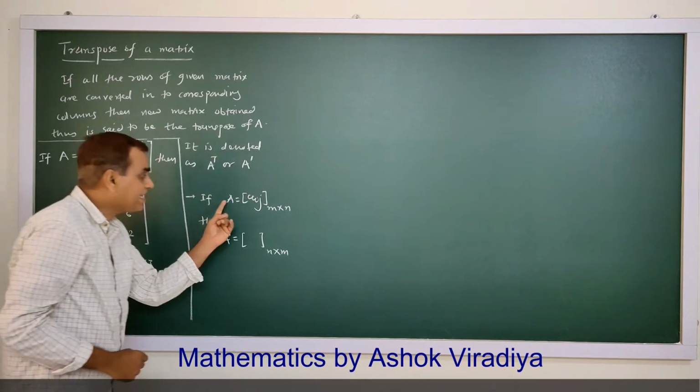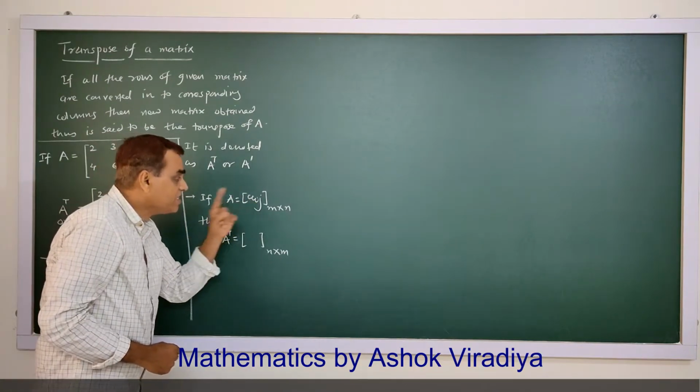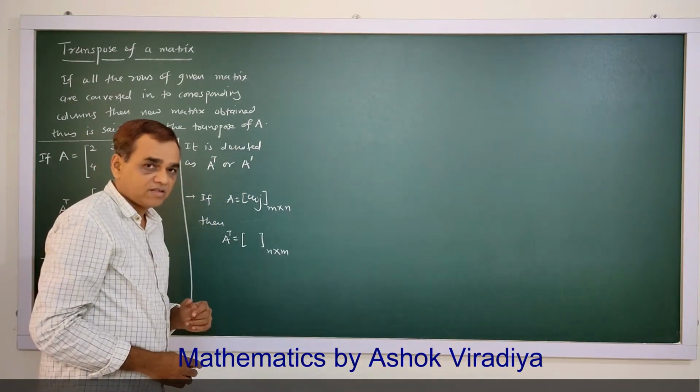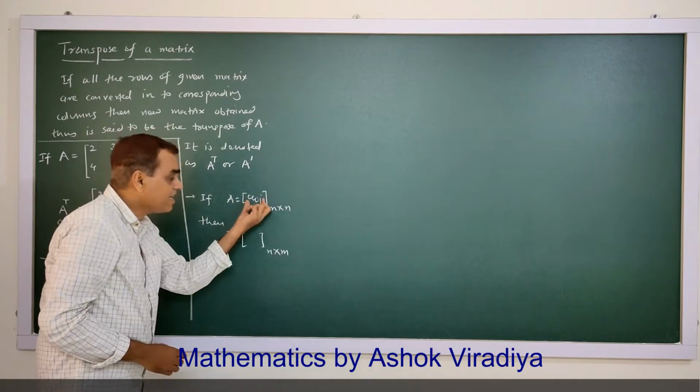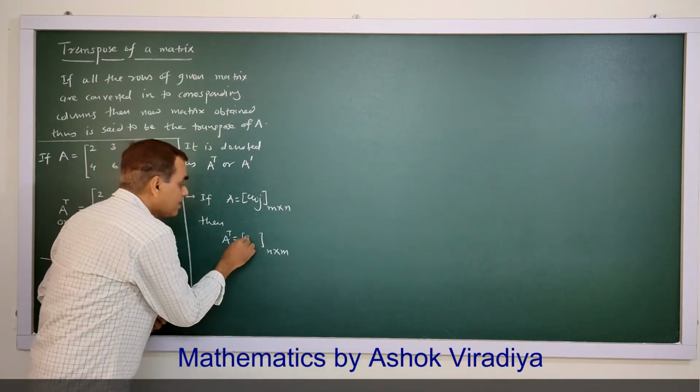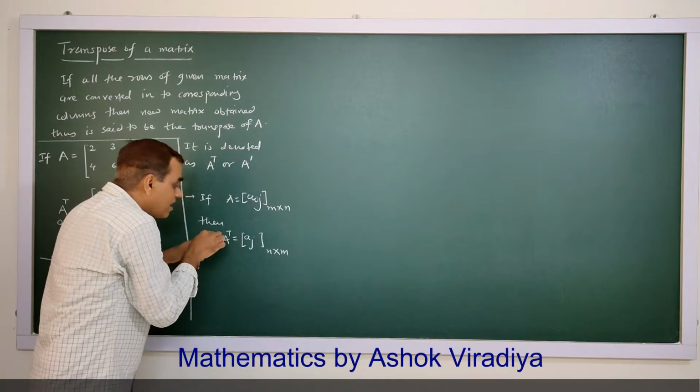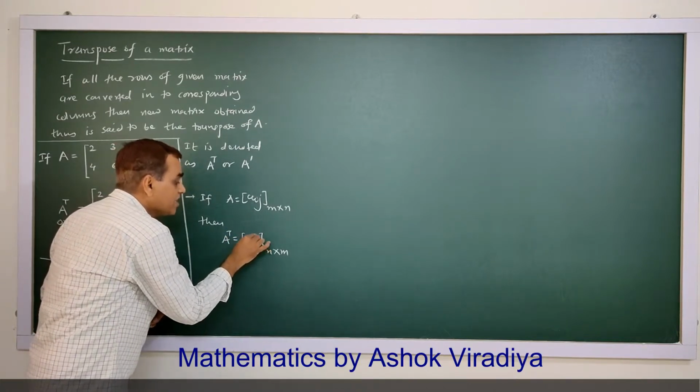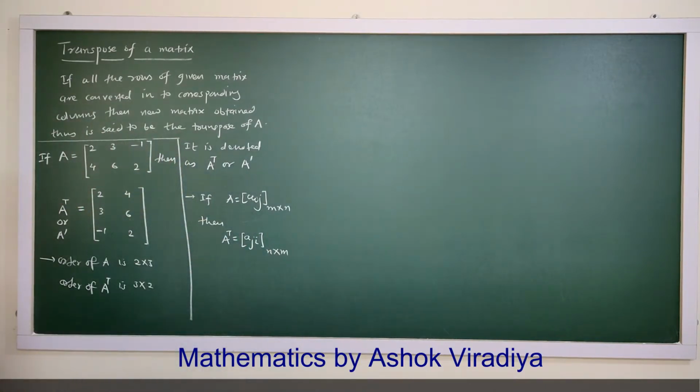So in matrix A, any element Aij will be Aji in its transpose. So this is the meaning of transpose of any matrix.